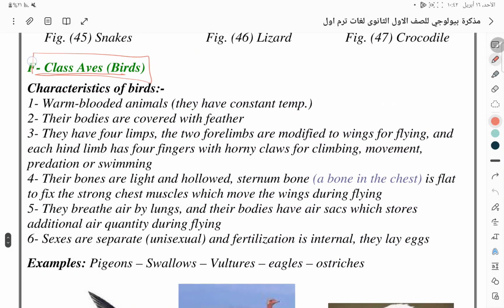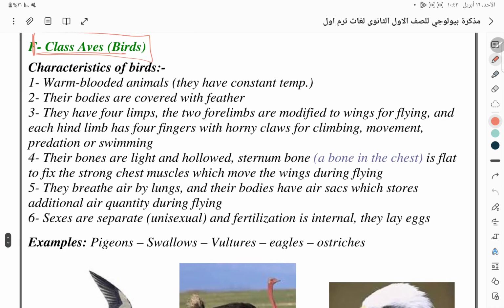Class Aves. Birds. Characteristics of birds.